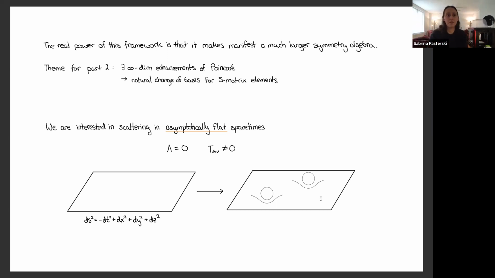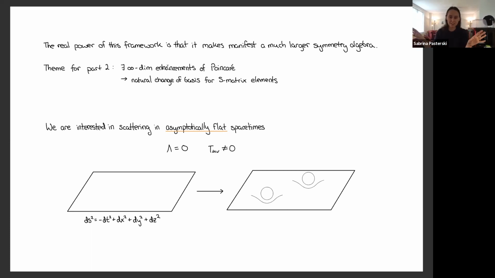So the theme for this part 2 of the talk, which is asymptotic symmetries, which again, pointing to my awesome colleague Bahar, who has also worked a lot on this and the first papers on this stuff, is that these infinite dimensional enhancements of Poincare are going to point to a natural change of basis. So the whole program of celestial amplitudes being in this boost basis is coming because that is hinted at by some subleading soft graviton theorem, which is going to encode a Ward identity for an infinite dimensional symmetry enhancement.